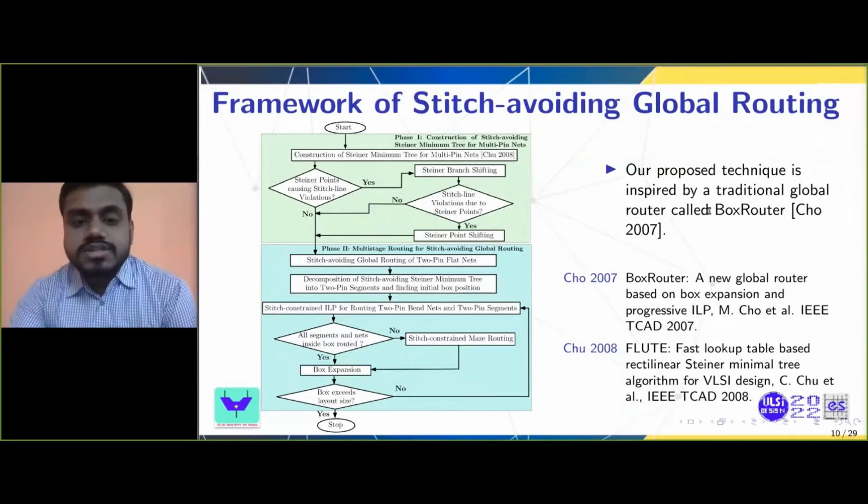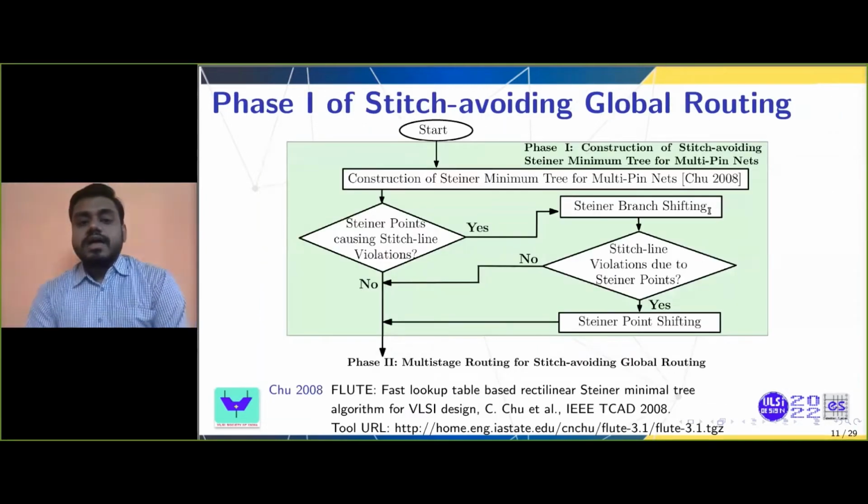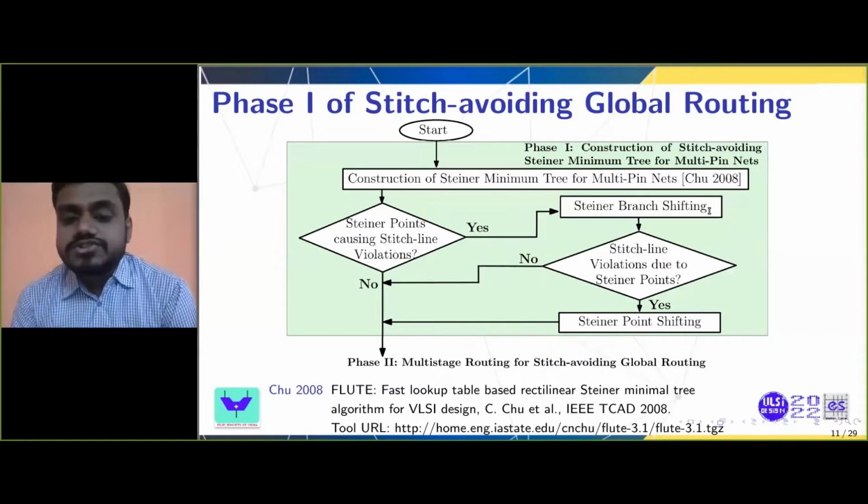The figure shows the framework of our proposed stitch avoiding global routing. It is composed of two phases. Our proposed method is inspired by the box routing technique proposed in BoxRouter. In the first phase, we first construct a Steiner minimum tree for multi-pin nets. After that, we perform two shifting operations, namely Steiner branch shifting and Steiner point shifting, to minimize the stitch line violation. And this constructs a stitch avoiding Steiner minimum tree.